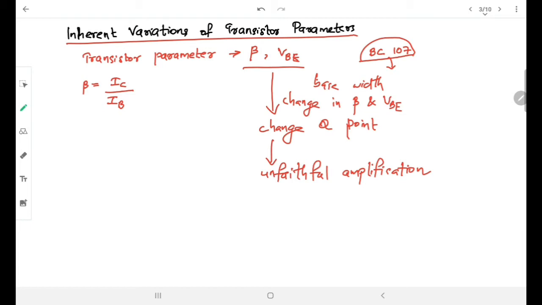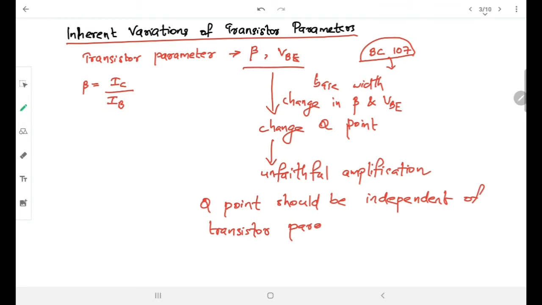So to make the amplification faithful, we need a biasing circuit which can work with all transistors of the same type. That means the Q point should be independent of the transistor parameter variations. That means the operating point should be independent of transistor parameter variations. This is an important point you should keep in mind.